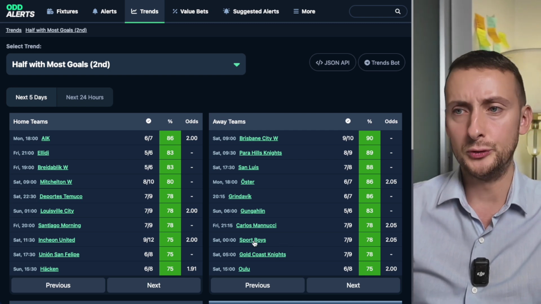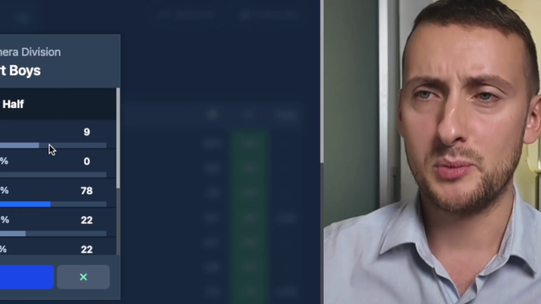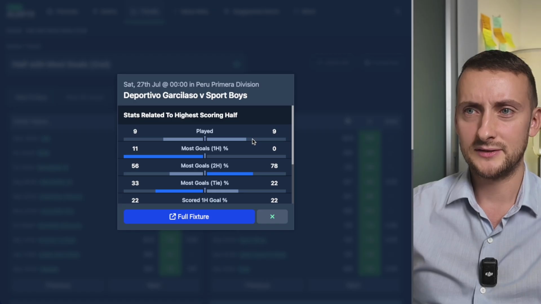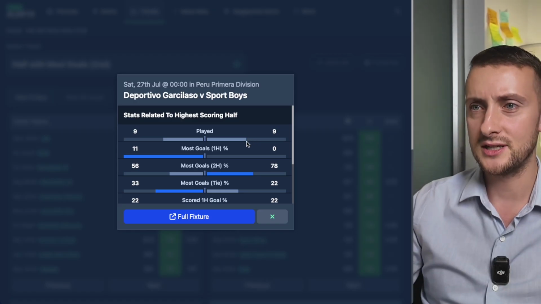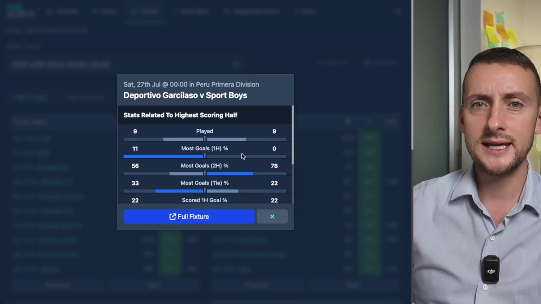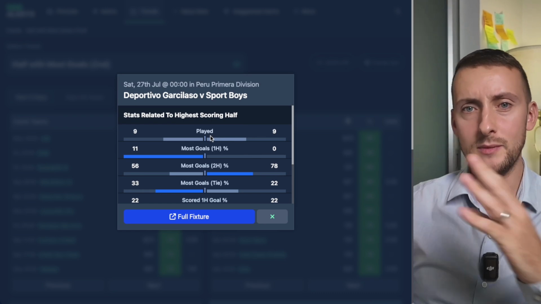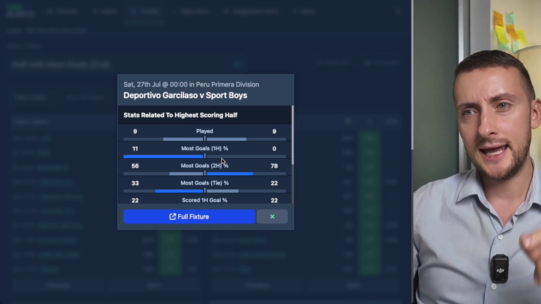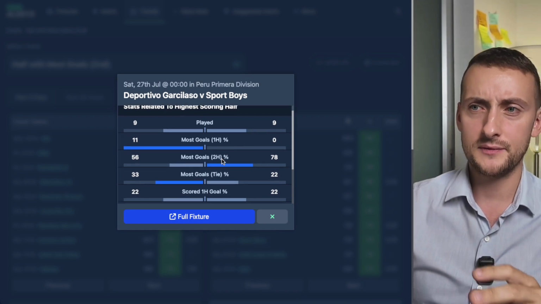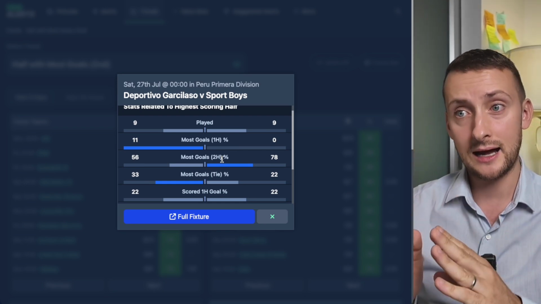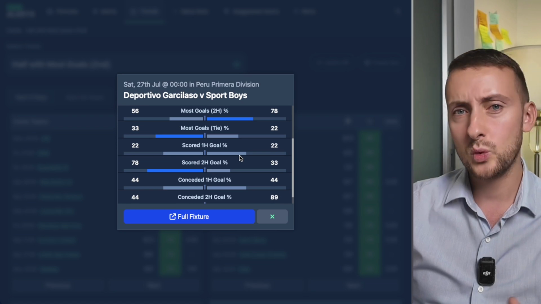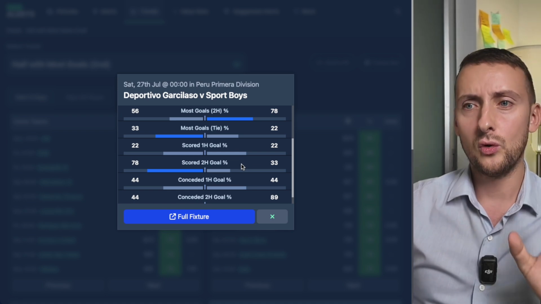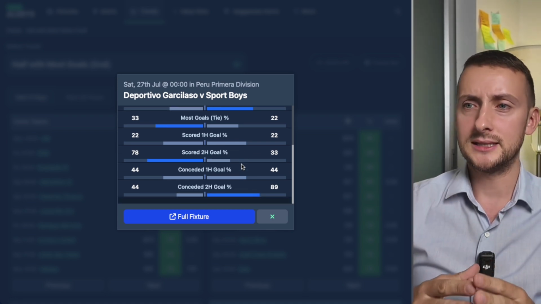But here we've got a game in Peru, Sport Boys away at Deportivo Garcilaso. I've said it in the most non-Italian way ever, because every pronunciation, as I say, sounds Italian at the moment. But we can see the related stats. 9 games played at home and away for these two teams. No game away from home for Sport Boys has seen the most goals being scored in the first half. Now, if you're new to this market, that is spread across 3 outcomes, because you can have a tie. In terms of scoring in the first half, just 22% for both of these teams. Scoring in the second half, which is what I wanted to talk about as well, is 78% for the home team. And that's where I like to dig a little bit deeper into these games.